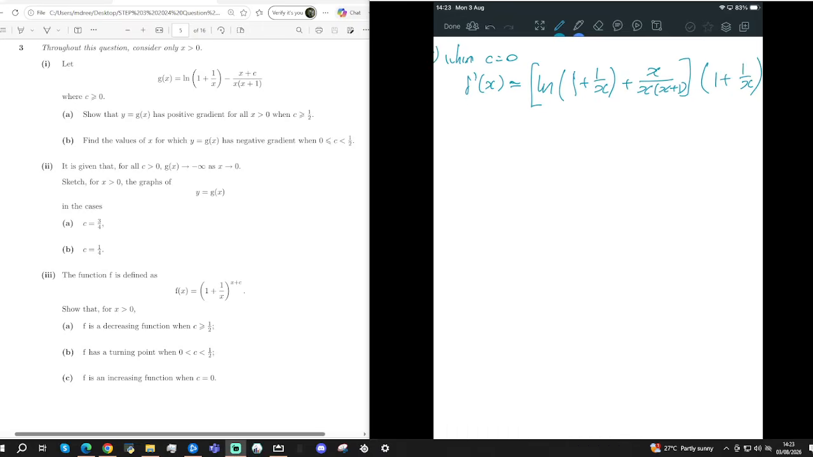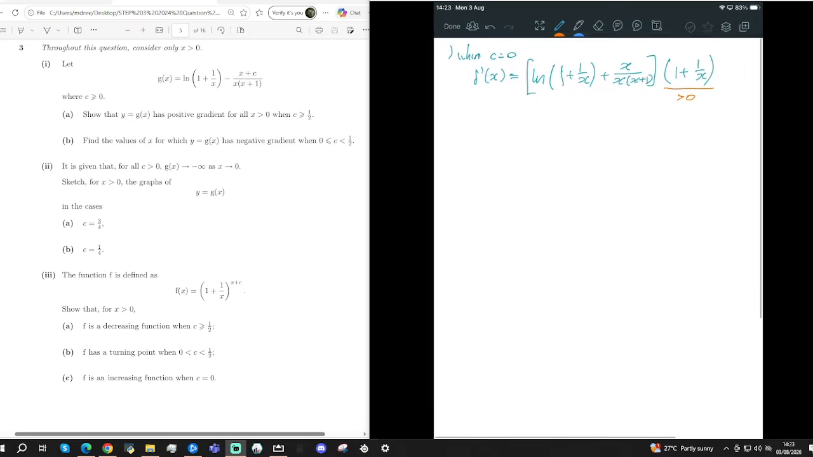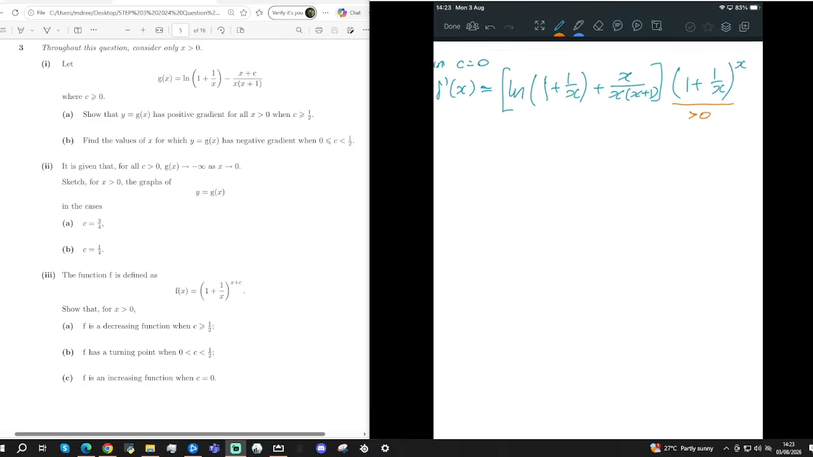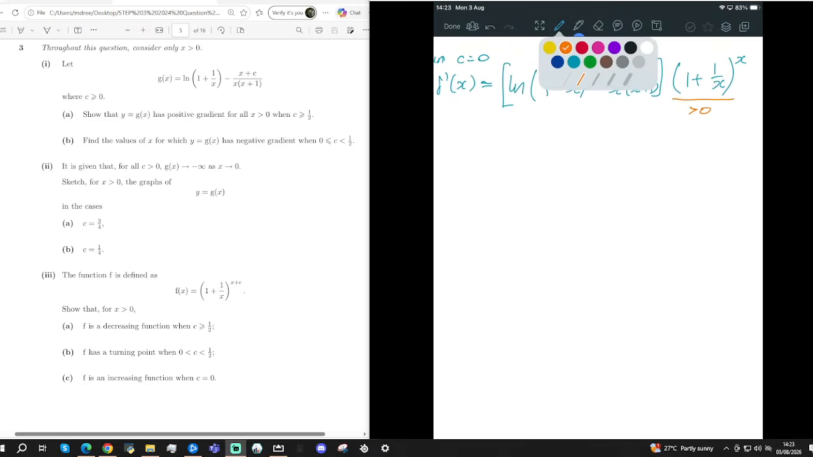So, again, this thing over here is always greater than 0. That's something bigger than 1 raised to a positive power. So we want to think about this thing here, which is the g of x, when c is 0. So when c is 0, how does this g of x behave?